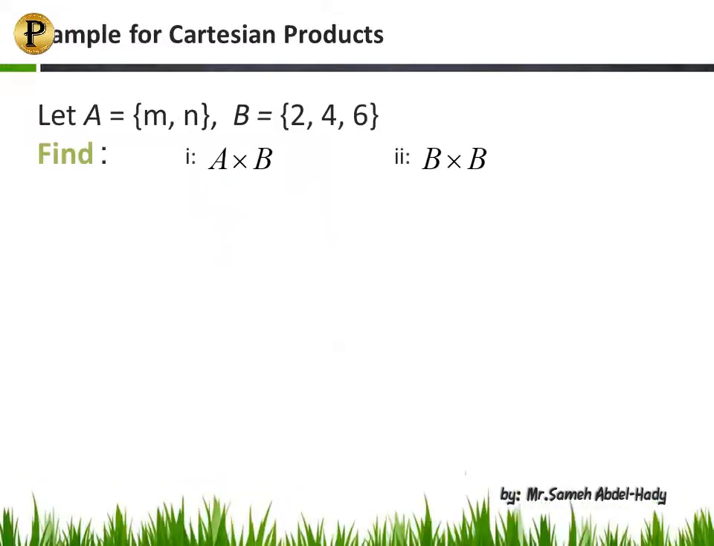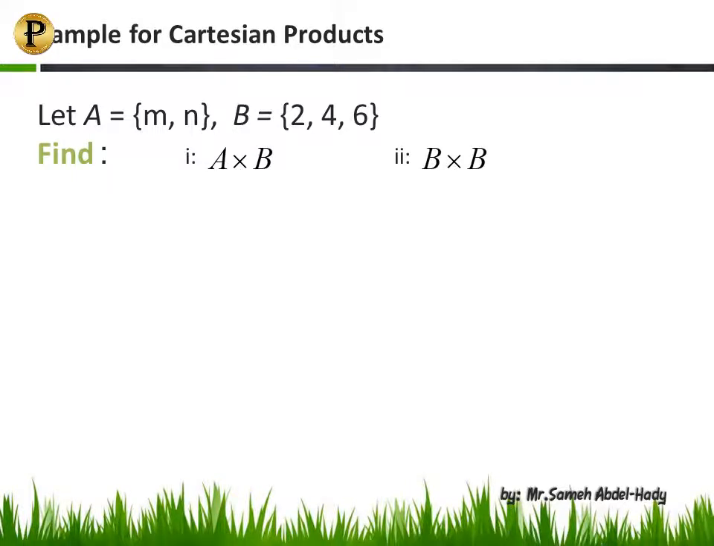Or let us make an example. Let A equals {m, n} and B equals {2, 4, 6}. Find (i) A times B, (ii) B times B.